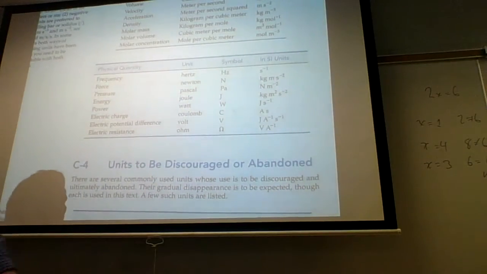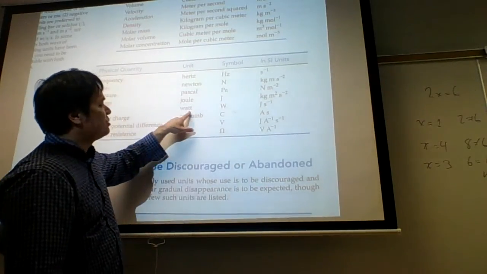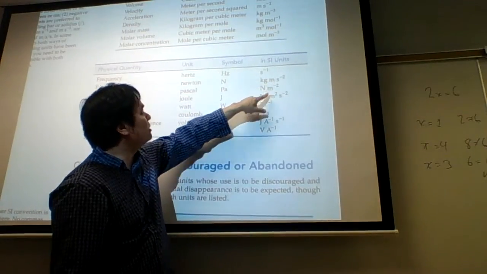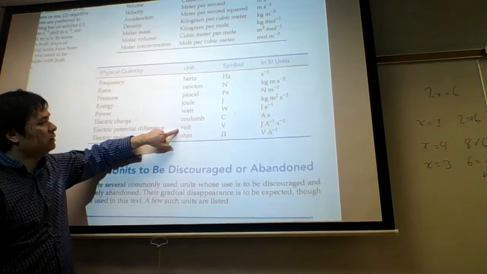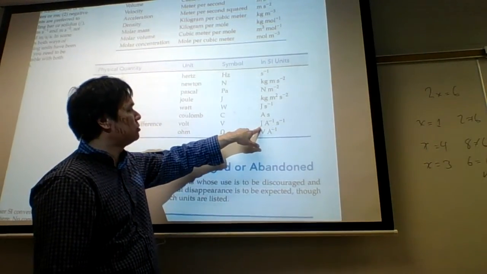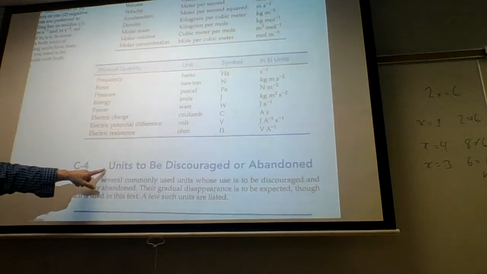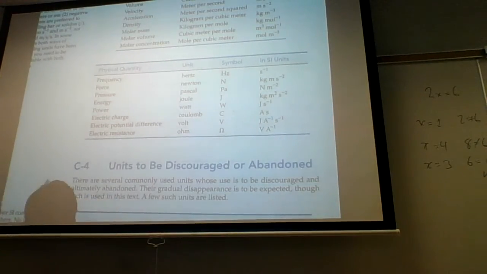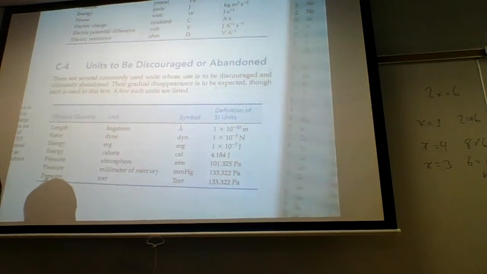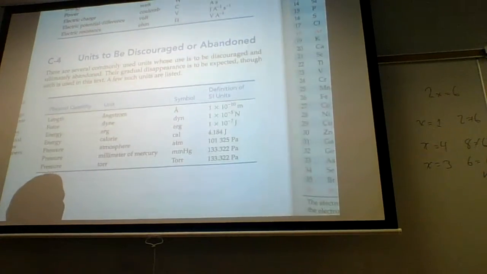Here we can see the definition of the joule. The joule is defined as a kilogram meter squared per second squared. See the definition of a watt. A watt is a joule per second. A newton is a kilogram meter per second squared. A volt is a joule per amp per second. There's other ways of expressing a volt too, which is a coulomb times coulomb. This table I don't really like so much. C4. You take a look at table C4, the heading. Units to be discouraged or abandoned.